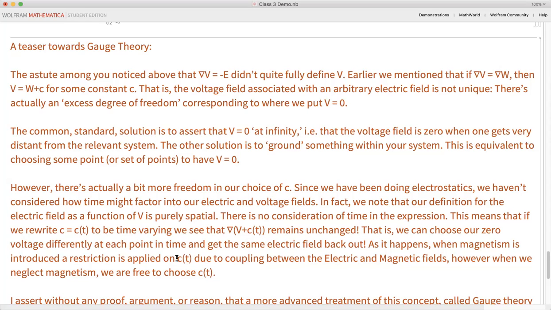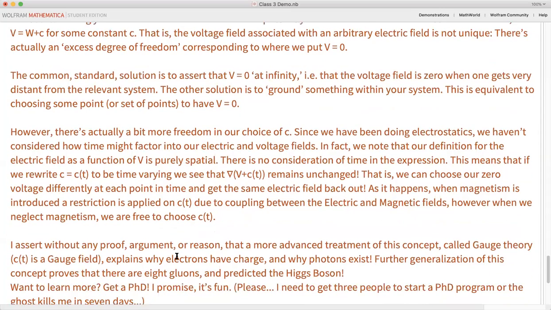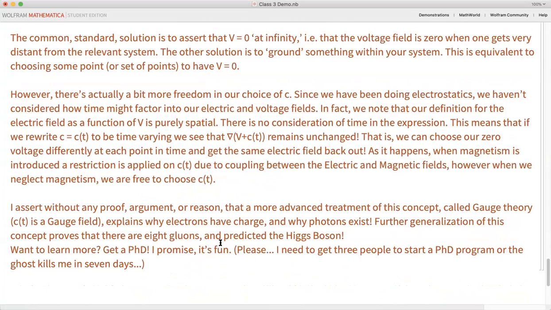So the voltage is actually itself a function of something called a vector potential that isn't a scalar, and then the magnetic field comes from that same vector potential. All of that puts constraints on our choice of C and C of t. And I will assert to you without proof, argument, or reason, brokering no question, no compromise, and no substitute, that if we actually looked at this at a really detailed and advanced level, and that's called gauge theory, with C of t being a gauge field, that would tell you why electrons have charge.